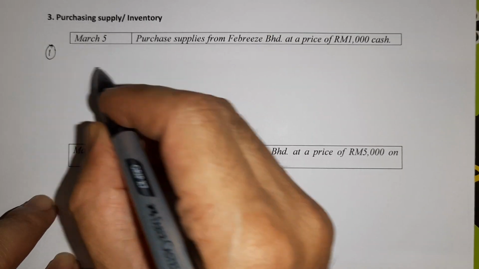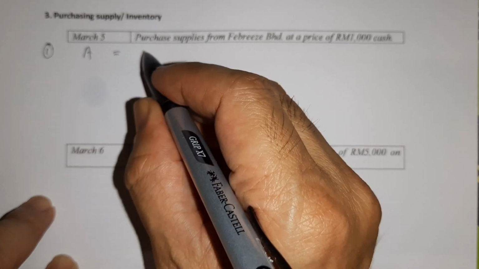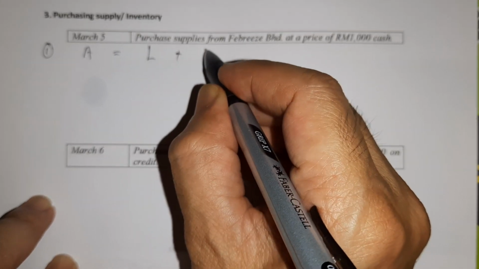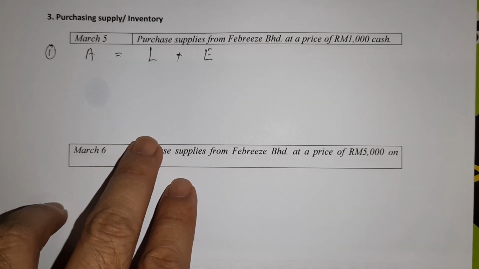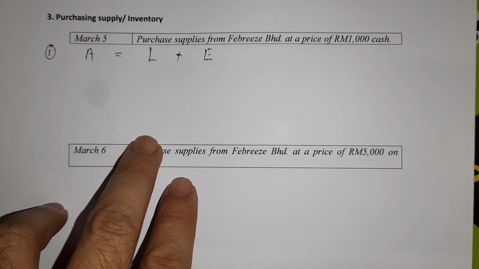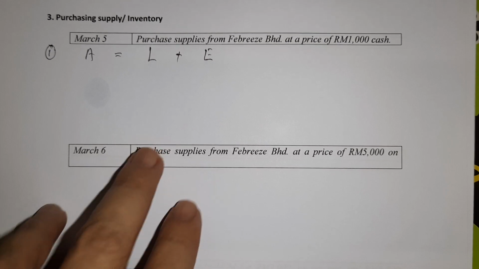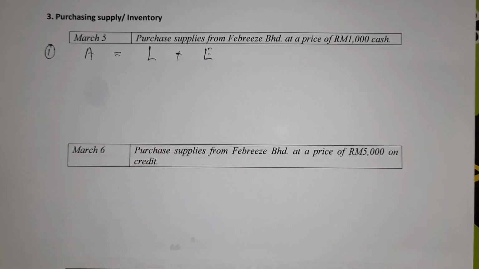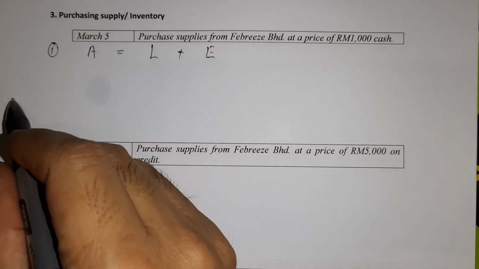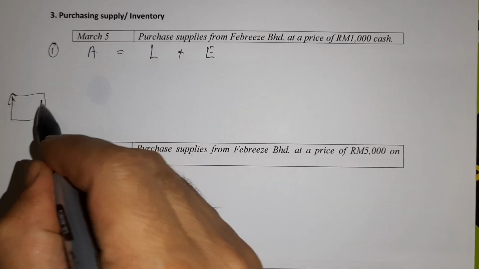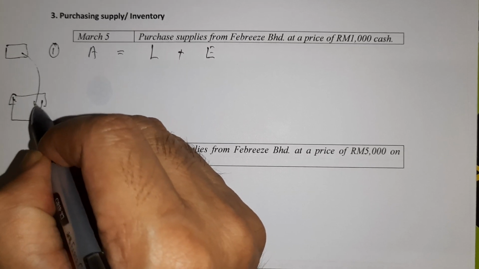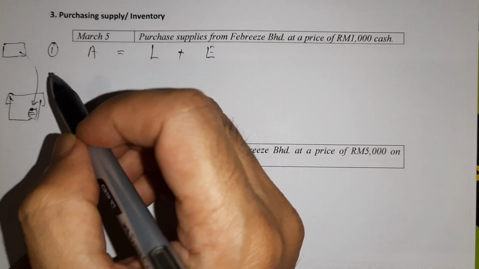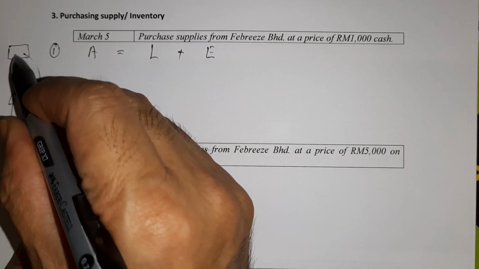First, what is the effect on asset and liability plus equity? Okay, so supplies. The business purchases supplies from Fibris Berhad at the price of 1,000 cash. So what happened? When the business purchases the supplies, the supplies go into the business. So this is the business, and this is the supplier. The supplier sends the supplies into the business. So supplies are asset. At the same time, the business pays cash.